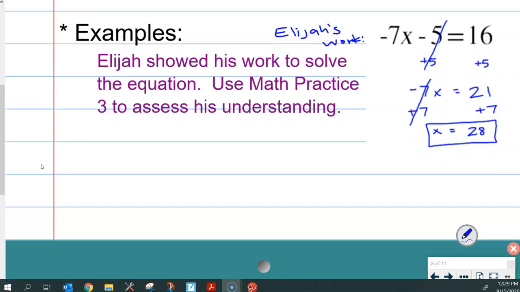What did Elijah do well? Zeta. I think he kind of did have an idea of it because at the top he knew that whatever you do to one side you have to do to the other. Perfect. I think that's absolutely right. Whatever we do to one side, we do to the other, and Elijah showed that very well.